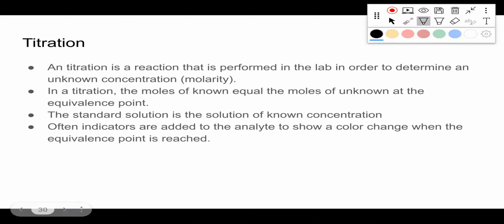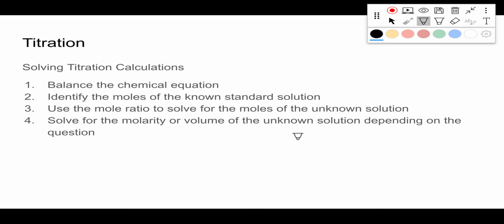And you're going to learn a lot more about indicators later on when we talk about acids and bases. We choose indicators based on the substances we're mixing, the acid and base we're mixing. So it's a little bit more complicated. We're not ready to talk about that. Just know that we often use indicators to see the color change.